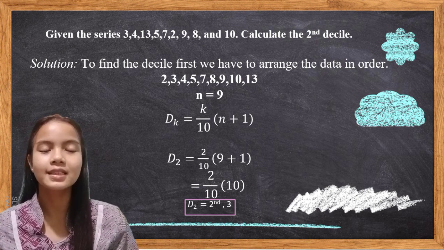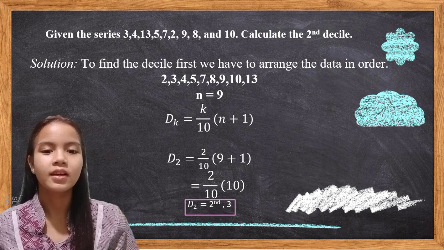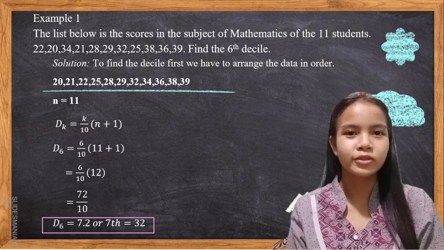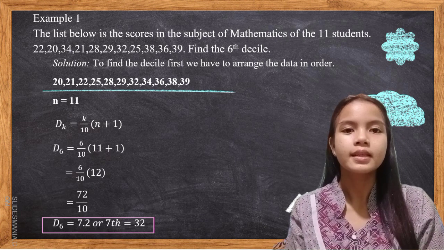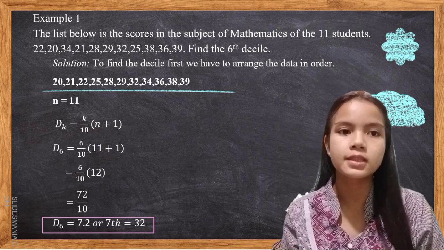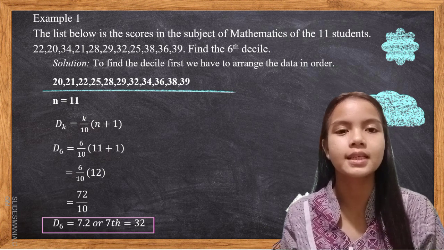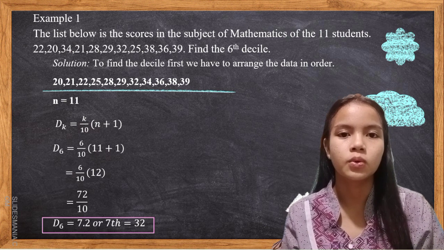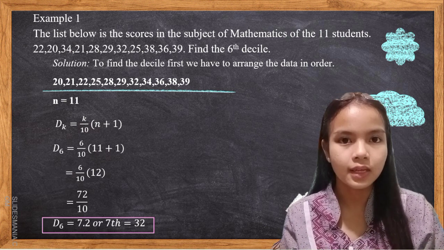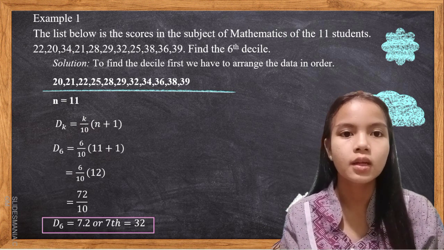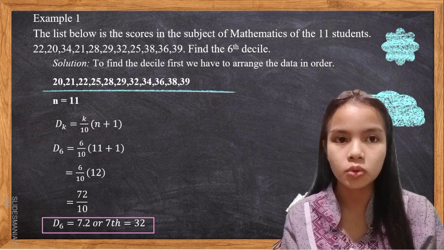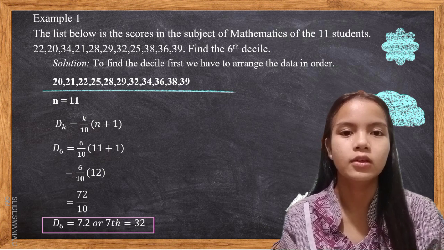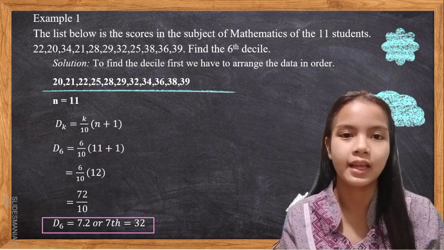So class, is this clear? Yes, ma'am. Okay, so let us try another example. The list below is the scores in the subject of mathematics of the 11 students: 22, 20, 34, 21, 28, 29, 32, 25, 38, 36, and 39. Find the sixth decile.